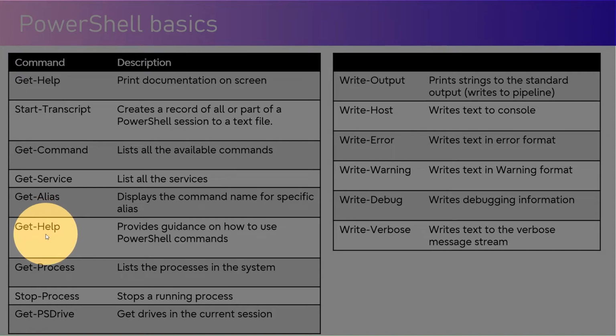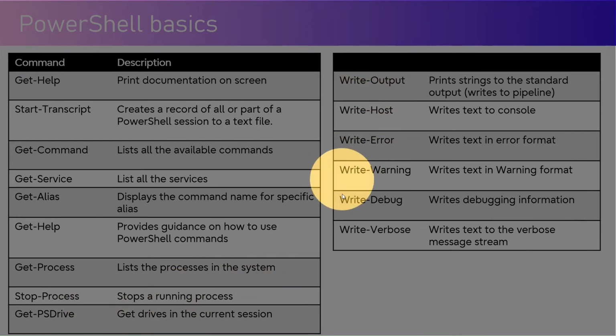Then you have Get-Process and Stop-Process. Get-Process lists the processes in the system. Stop-Process stops the running processes within your computer or a server. Get-PSDrive gets the PowerShell drives in the current session, which I'm going to cover in this video.